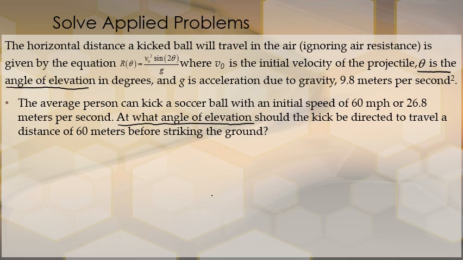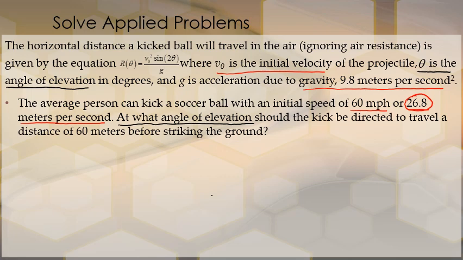Now I'm going to go through and see what else I can substitute in. The equation is r of theta. V sub 0 is the initial velocity, which is equivalent to speed. And I'm being told that speed is 60 miles per hour or 26.8 meters per second. I'm also told that g, gravity, is 9.8 meters per second squared. Since gravity is given to me in meters per second, I will probably use my initial speed also in meters per second. So I'm going to use the 26.8.